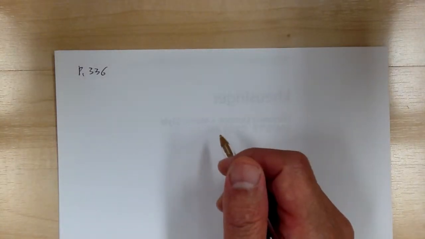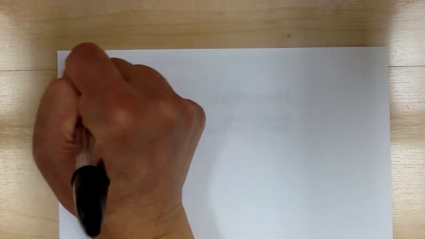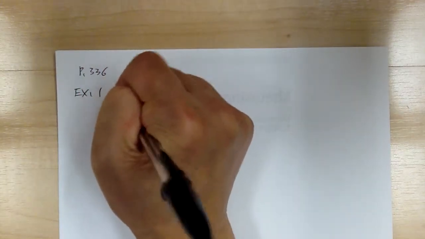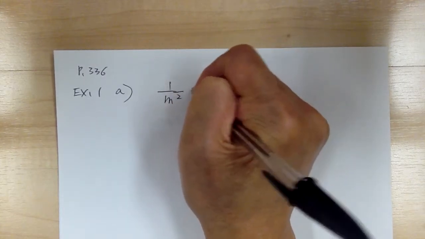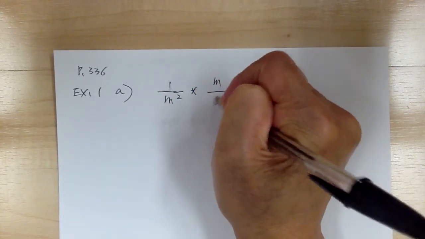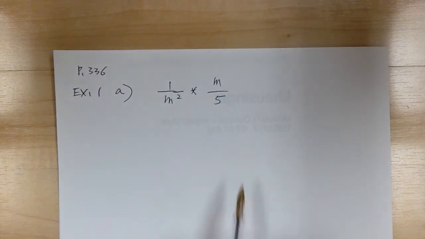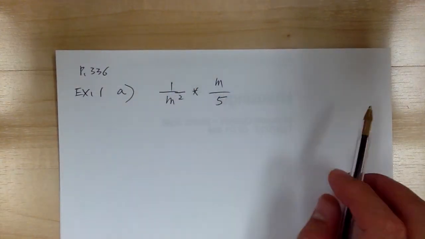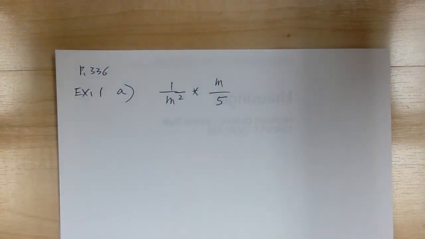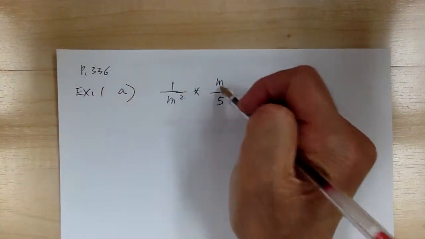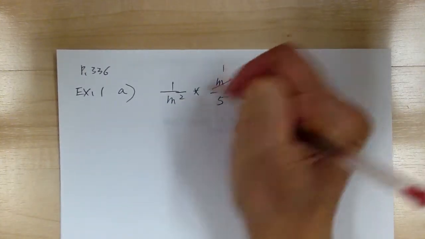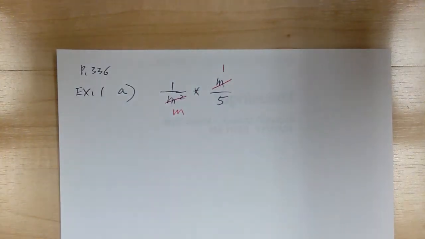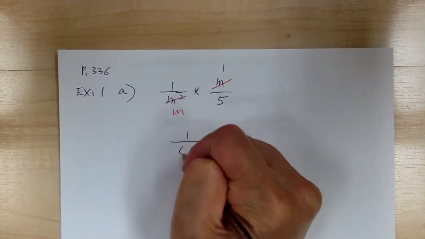Open your book to page 336 and let's go to example 1. Example 1a, you have 1 over m squared times m over 5. So when you're doing a multiplication, you don't want to multiply it out and make something messy, then you have to simplify. It's better to simplify first. So you have the m and m squared, so you can reduce, divide by m, you get 1, divide by m, you get m. So in this case, your answer would be just 1 over 5m.